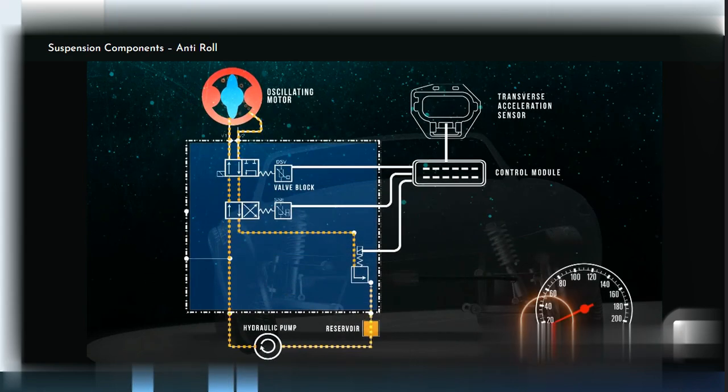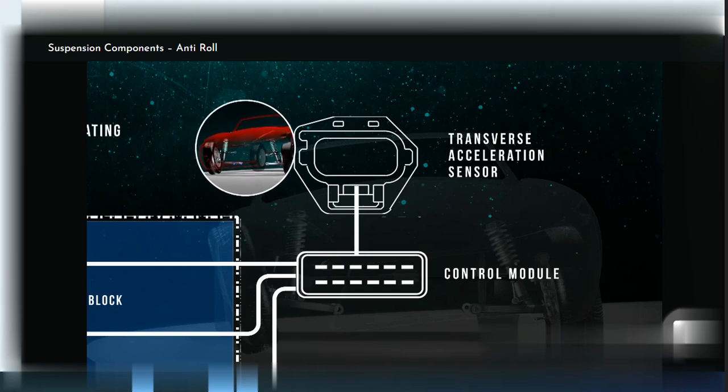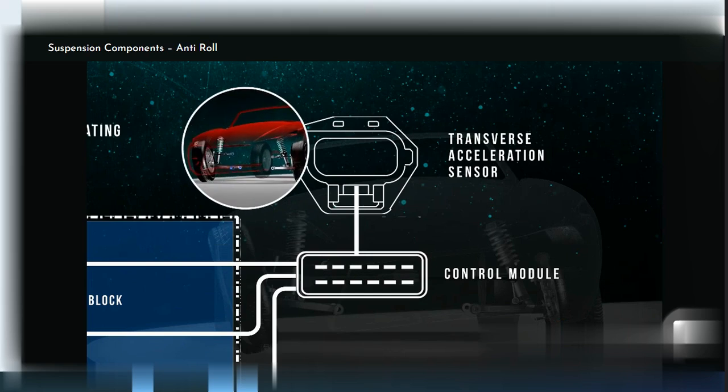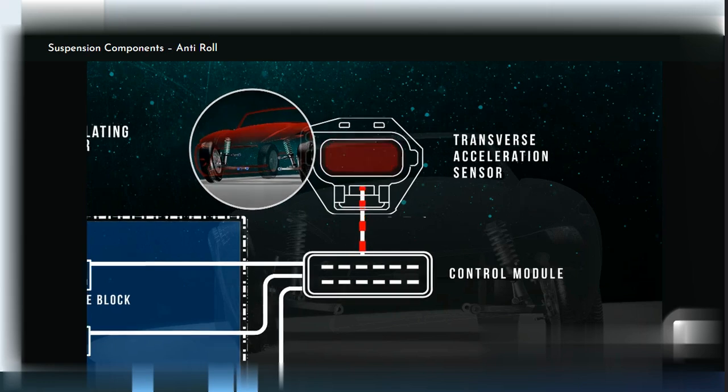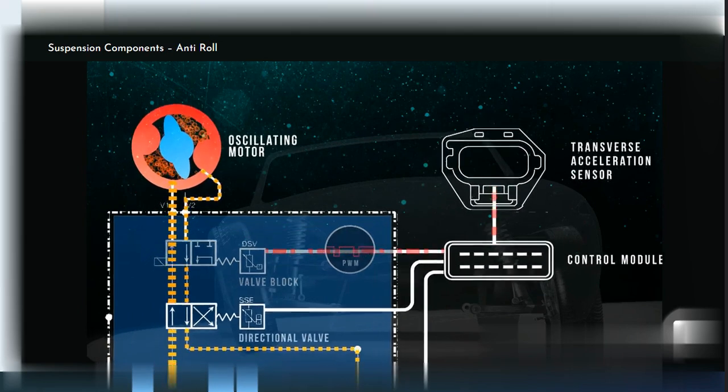When the vehicle reaches 15 km per hour, full hydraulic pressure is available, with higher levels of force now applied through the anti-roll bar. When the vehicle begins to negotiate a bend, the rolling mass of the body acts on a transverse acceleration sensor. The high-speed signals produced are then sent to the control module. The module will then command a pulse width modulated control to the high pressure valves within the valve block.